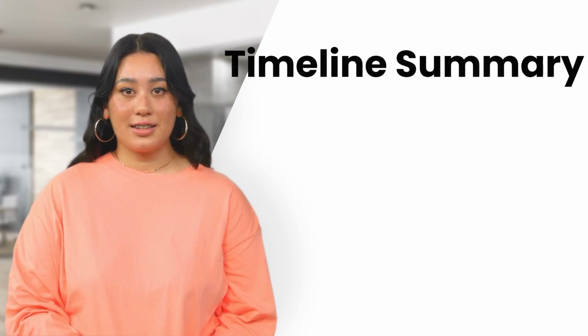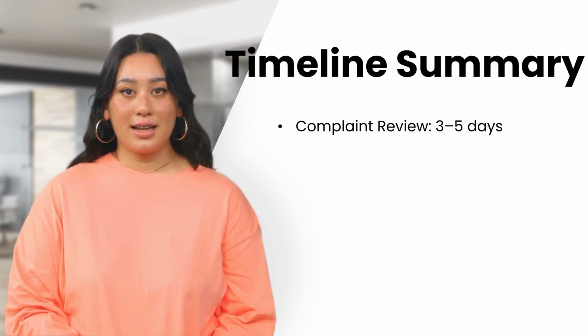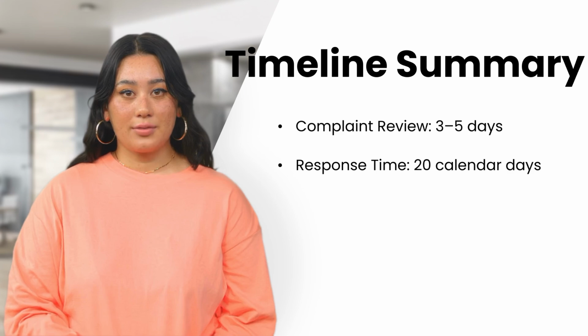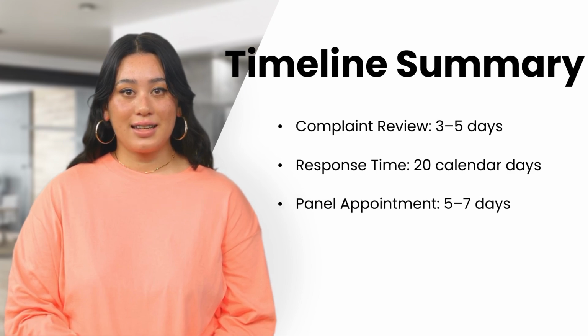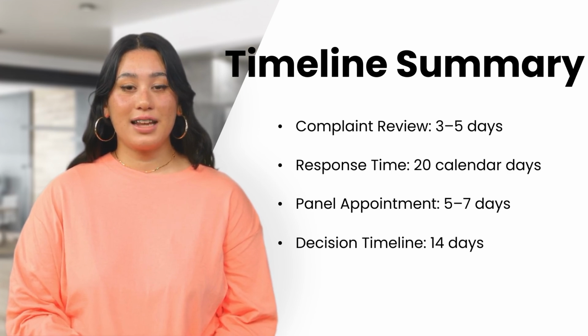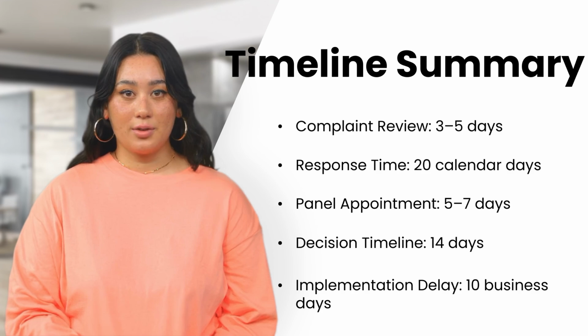Let's quickly summarize the timeline. Complaint review typically takes 3 to 5 days. The respondent has 20 calendar days to reply. The panel is appointed within 5 to 7 days after that. The panel has 14 days to issue a decision. Then there's a 10 business day wait before implementation. These strict timelines are a big reason why the UDRP process is so efficient.